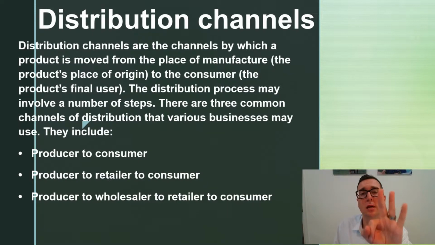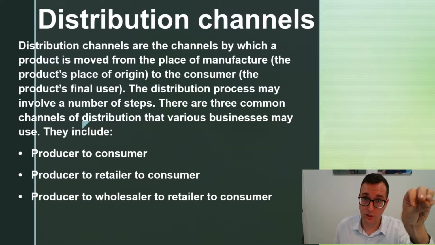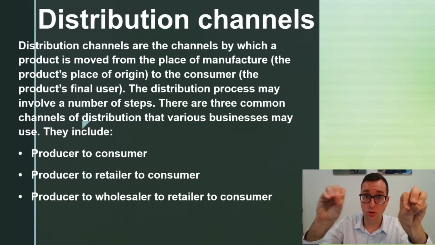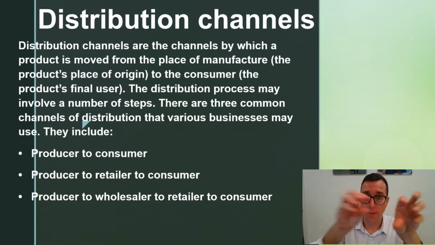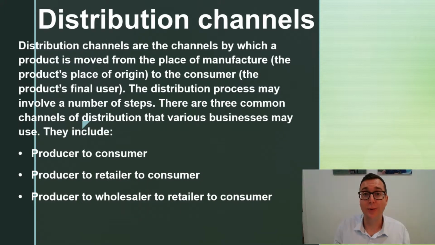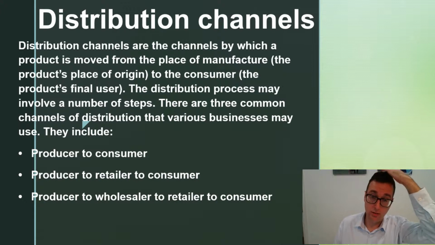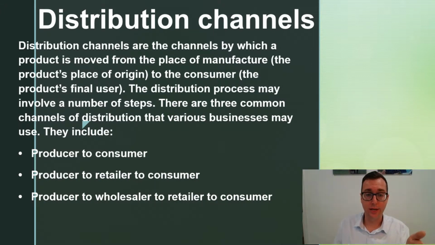Now, there's 3 main distribution channels. They are P2C, the producer, the manufacturer, directly to the consumer. It's a newer type of distribution channel. It's been enabled by globalization and transportation technologies. Now, there's benefits of each of these particular ones and disadvantages that we'll look at in a second.